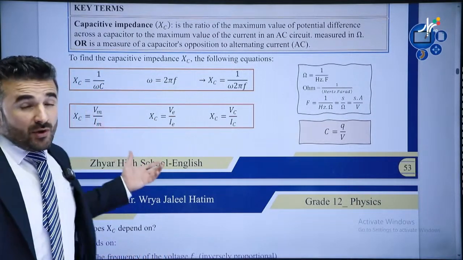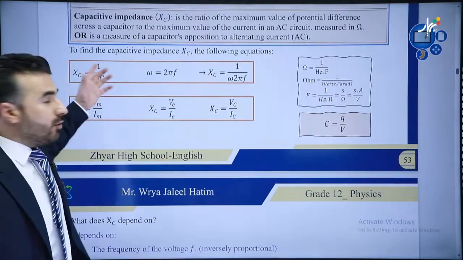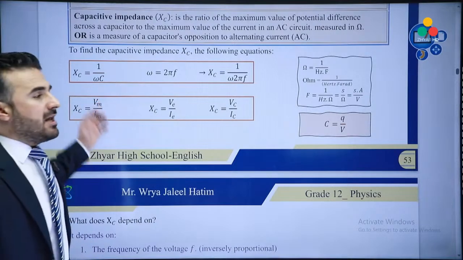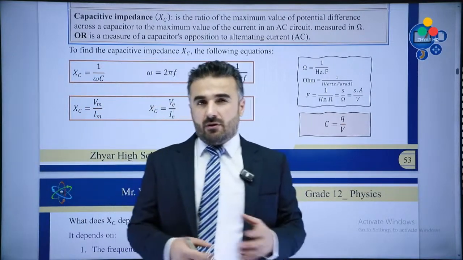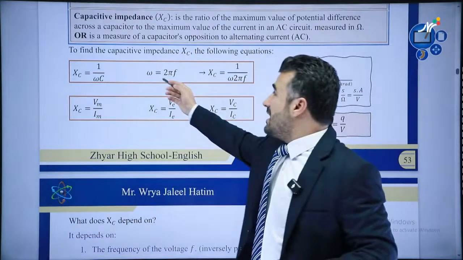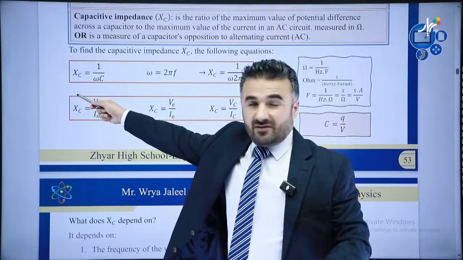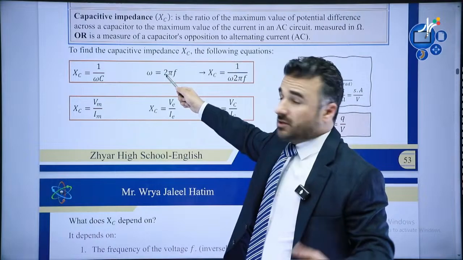And there is another way to find that opposition. That is, XC equals 1 over omega C. That is another way to find that. And if you remember, we said for the inductive impedance, it depended on the frequency of the circuit and was directly proportional. But as you can tell here, it is inversely proportional with the capacitive impedance. As you can see, it is 1 over omega C. You do know that omega is equal to 2 pi f.